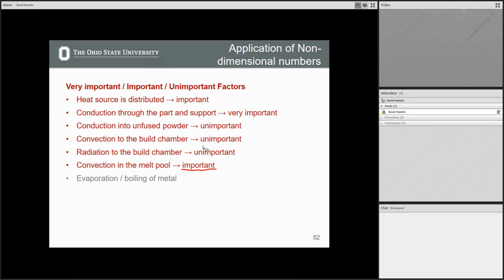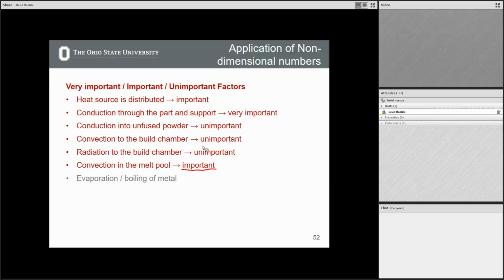We're going to start by omitting this a little bit to make our life easy at first, because convection is very difficult to model. But this is an important factor. And you see a lot of the computational methods for powder bed fusion and E-beam include convection in it because it is such an important factor.